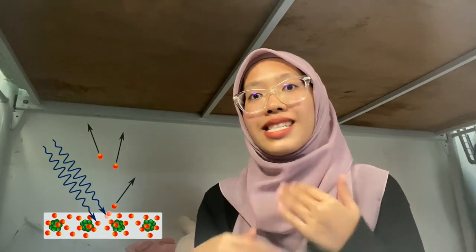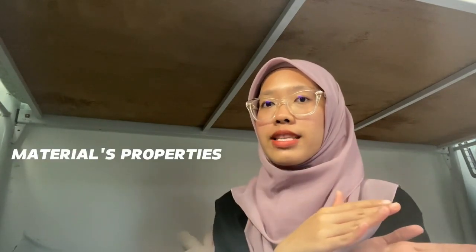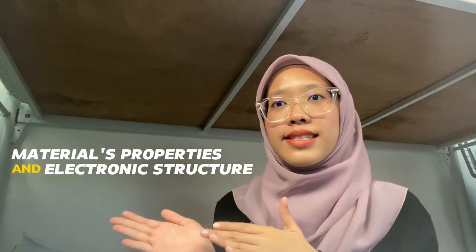In fact, photoelectron spectroscopy is sometimes referred to as photoemission spectroscopy because it relies on the energy emitted by electrons when they interact with photons. So, by measuring the energy of the emitted electrons, we can gather crucial information about the material's properties and electronic structure. That's just remarkable, Azyan, to think of using electrons to study materials.